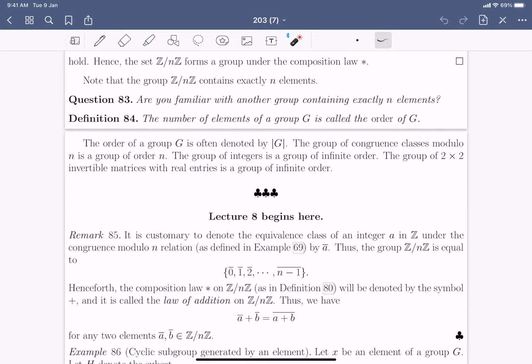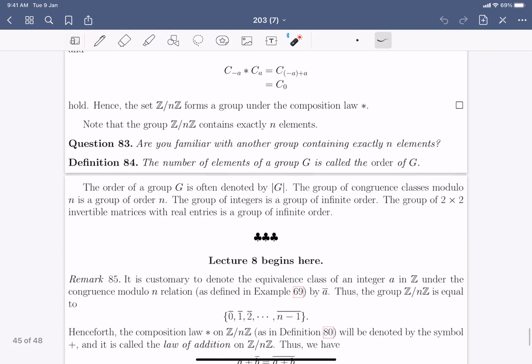Here are certain notions and questions that I introduced. Are you familiar with another group containing exactly n elements? Try to come up with answers. You are indeed familiar, but of course, here you have to indicate what that other group is. Now, there is a notion of order. The number of elements of a group is called the order of G. This is usually denoted by G within two vertical lines.